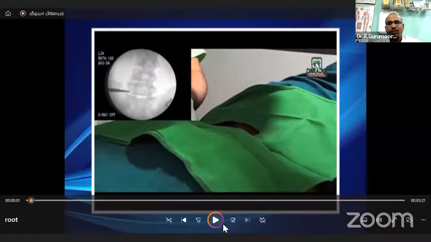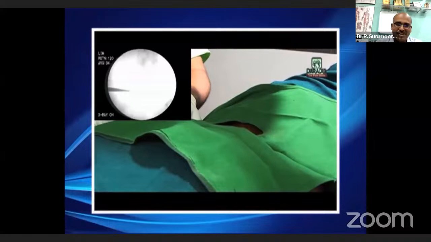Okay, this is about steroid. Then I will go for the root. I don't have an interlaminar steroid video because most of the time I won't be doing interlaminar. Very rarely I will do interlaminar. So this is the root. This video, we had it in our video book.